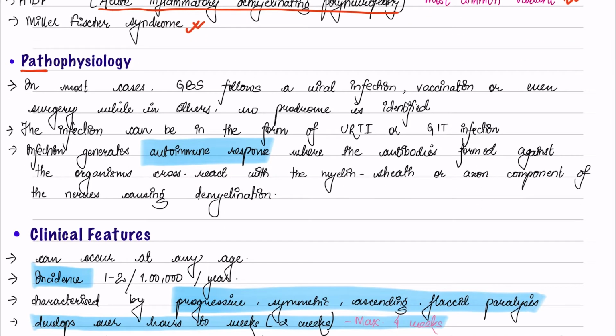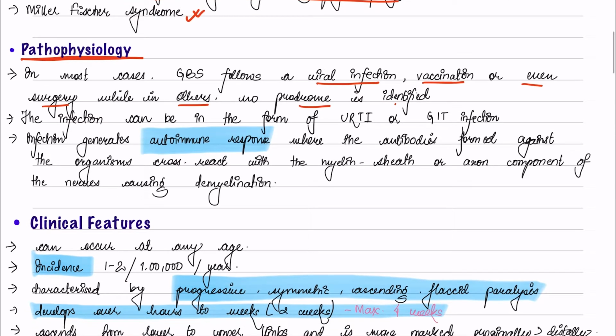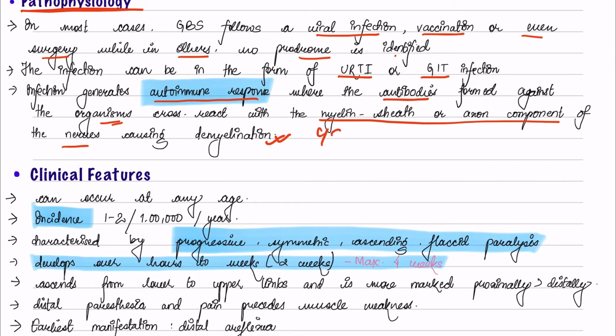Talking about the pathophysiology, in most cases GBS follows a viral infection or a vaccination or even a surgery, while in others, no prodrome is identified. The infection can be in the form of upper respiratory tract infections or gastrointestinal infection. The infection generates an autoimmune response where the antibodies formed against the organism cross-react with the myelin sheath or axon component of the nerves, causing demyelination, and hence resulting in the clinical features.